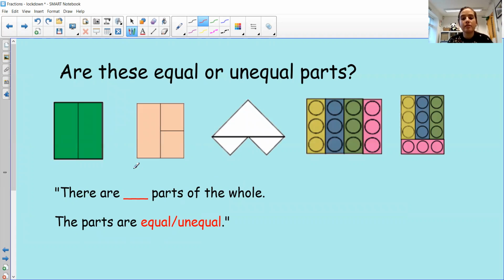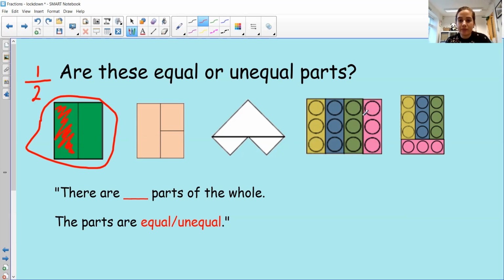Fantastic. So let's go through the ones that we all thought were equal. Well, this one is equal because the parts are both the same. There are 2 parts. So we have got a whole out of 2 parts. So if I shade this in, okay, and I've shaded half. I've shaded 1 part out of the 2 parts that there are. So I should have said this was the whole, really sorry.